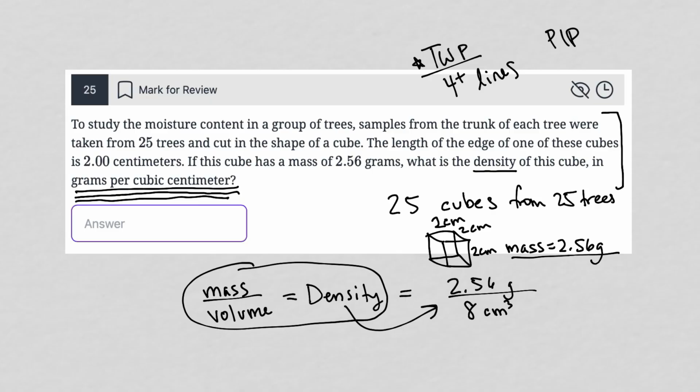Things are fairly simple here. I'm going to just divide 2.56 divided by 8. That's equal to 0.32. So 0.32 grams per cubic centimeter, which means my answer here is 0.32.